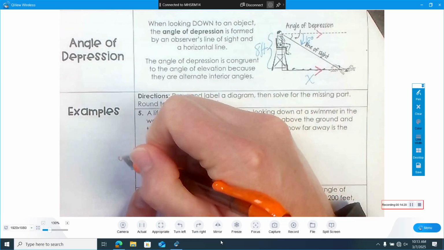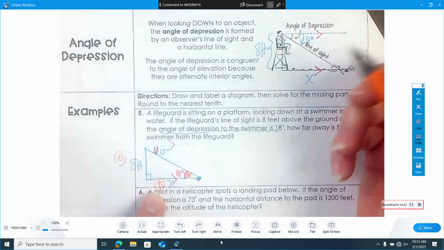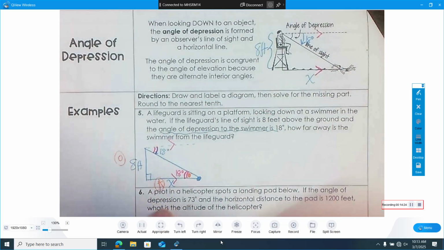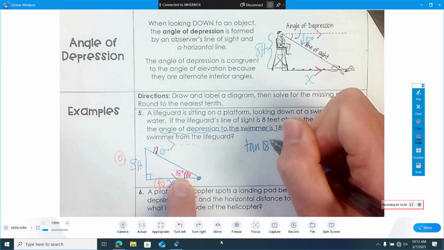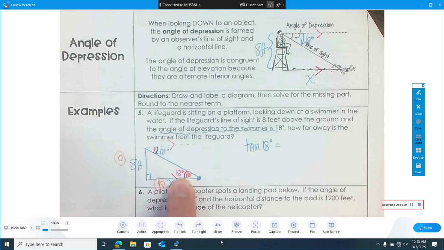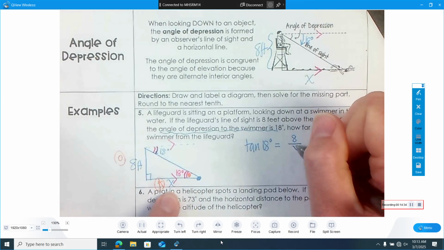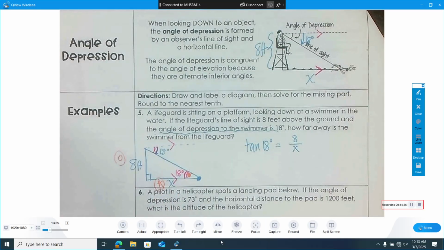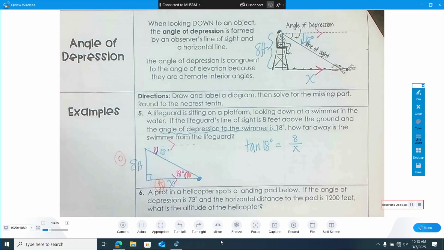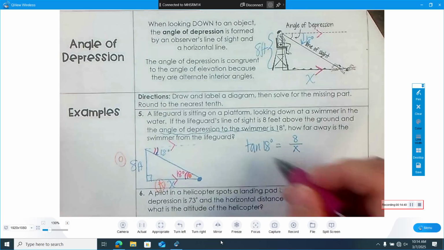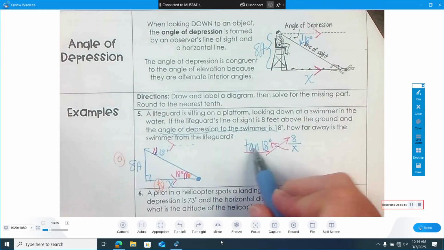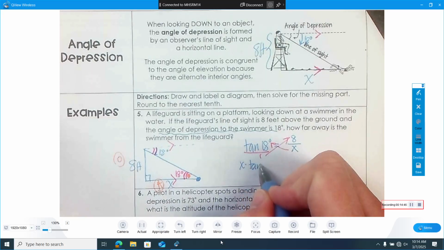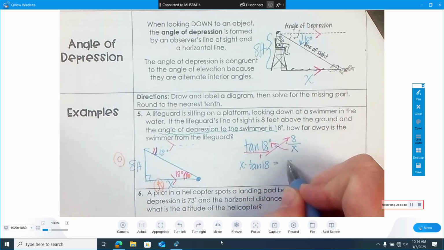So again, opposite over adjacent is another tangent function. So tangent of our 18-degree angle is opposite over adjacent. That's going to be 8 over x. How do we solve for x? Cross multiply. So x times the tangent of 18 equals 1 times 8, or 8.